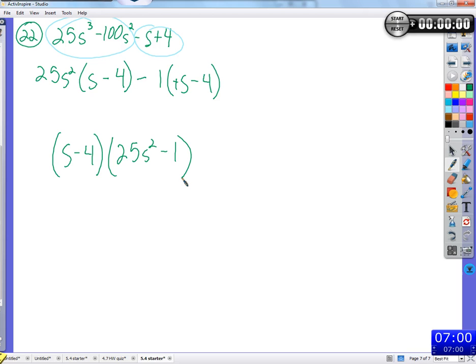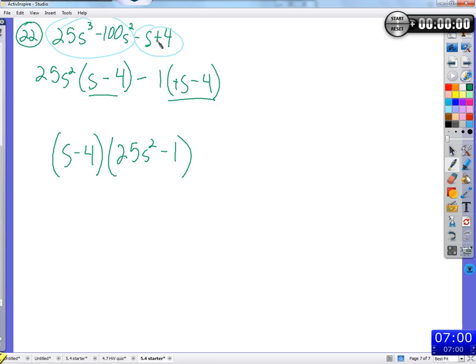Does that seem familiar? Remember that from the AC method? A little bit familiar? Go back on your notes and check that out. You can check out videos for examples of more factoring by grouping. What you can see, the key is that these parentheses come out to be the same.